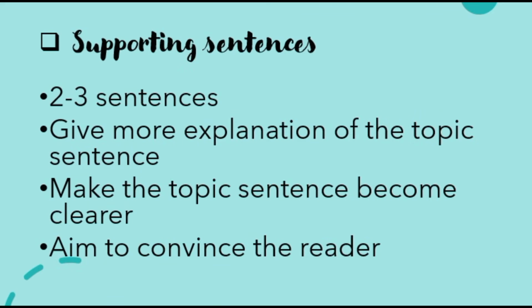The second part of your paragraph is the supporting sentences. Remember the analogy of the bridge? You are going to provide lots of support for the foundation of the bridge. Your supporting sentences are to provide support for the topic sentence. Add in 2 to 3 sentences for this. These sentences give more explanation of the topic sentence. So you're going to explain more and more about it to make the topic sentence become clearer. And your sentences here are with one aim, and that is to convince the reader to see and to agree with your main idea.